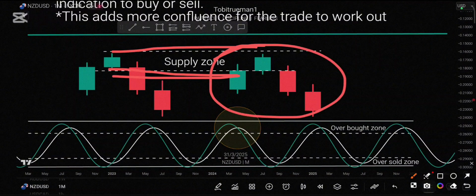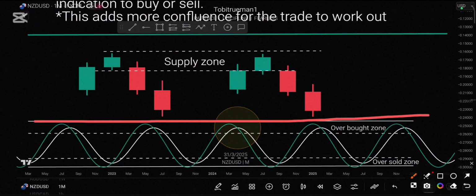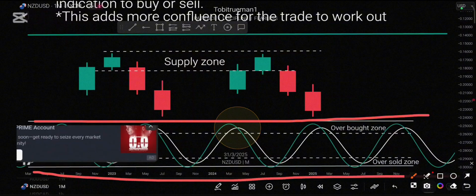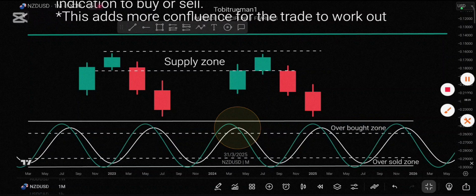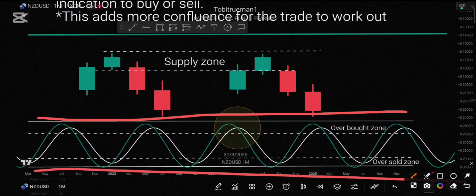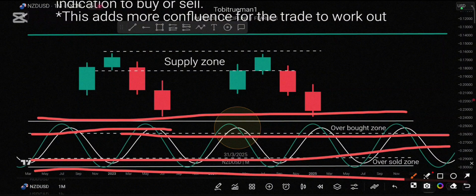When it gets here, what do we do? We now look at the indicator. This is the stochastic indicator. This is how it looks on the chart. You can see that the first 2 lines at the top are the overbought zone, and the first 2 lines at the bottom are the oversold zone.